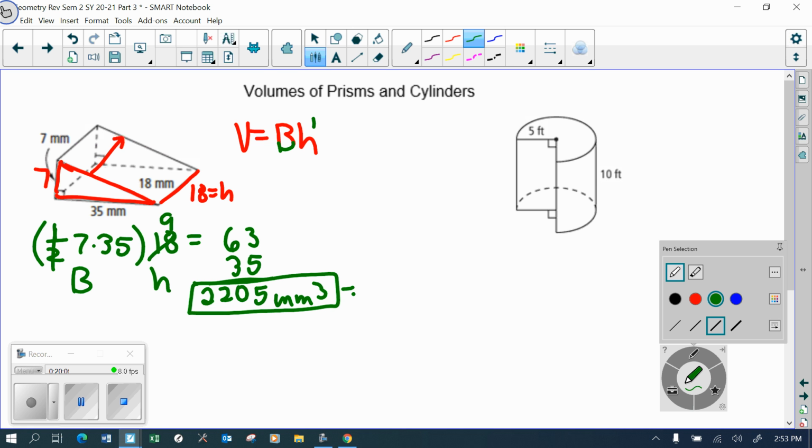Okay, there's my volume. All right, here's one I have to do a little thinking. I have a volume of cylinder. Remember, it's the same thing. Area of the base times the height. Area of the base is a circle, so pi r squared times the height. But that's for the full cylinder. What percentage or what fraction of the whole do I have?